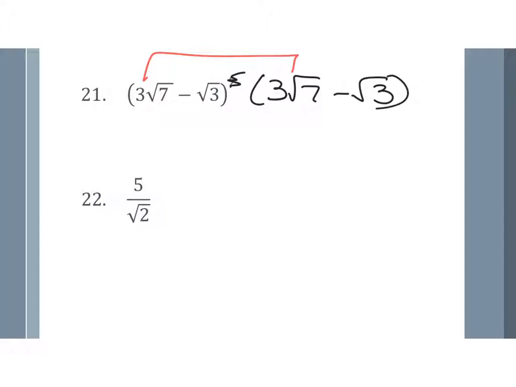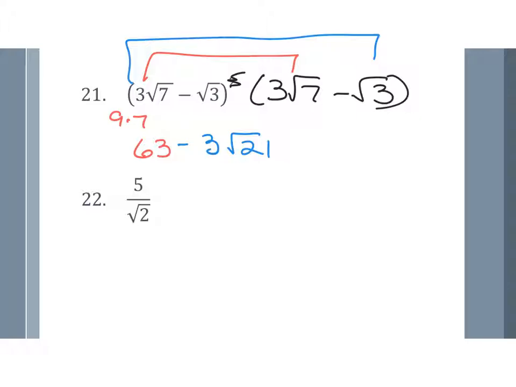So 3 times 3 is 9. Square root 7 times square root 7 is just 7. So this will become a 63. Outside, I'm going to get negative 3 square root 21. I'm only multiplying inside radicals. Then inside, I get negative 3 square root 21. And then finally last, I got a pair of 3's, becomes plus 3.